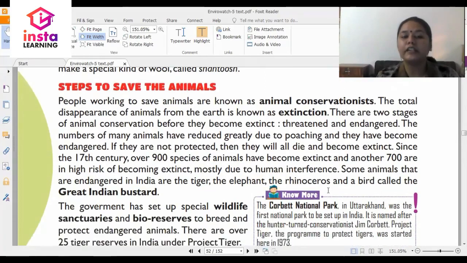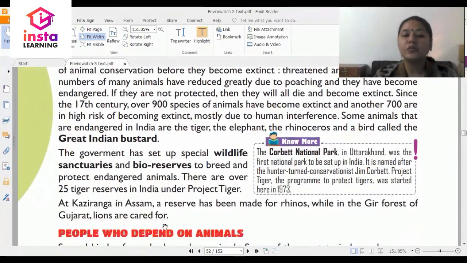Some animals that are endangered in India are the tiger, the elephant, the rhinoceros, and a bird called the Indian bustard. So imagine, even an animal like the elephant is endangered because the number of elephants is decreasing. The government has set up special wildlife sanctuaries and bioreserves to breed and protect endangered animals. There are over 25 tiger reserves in India under Project Tiger.